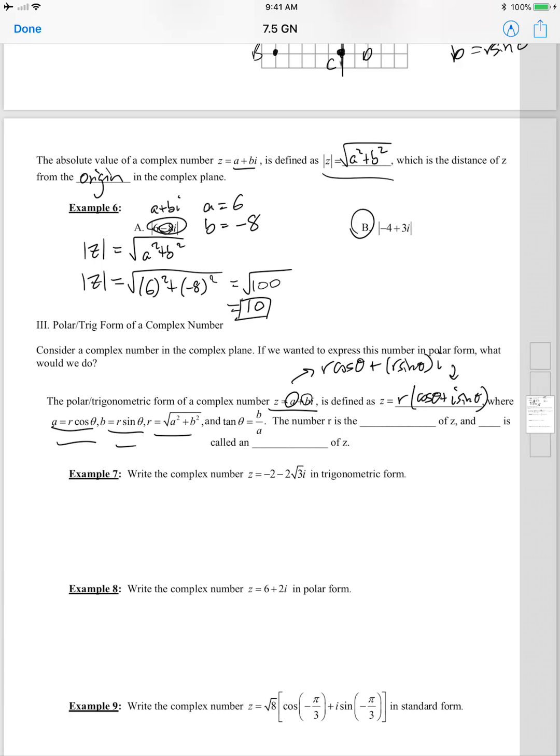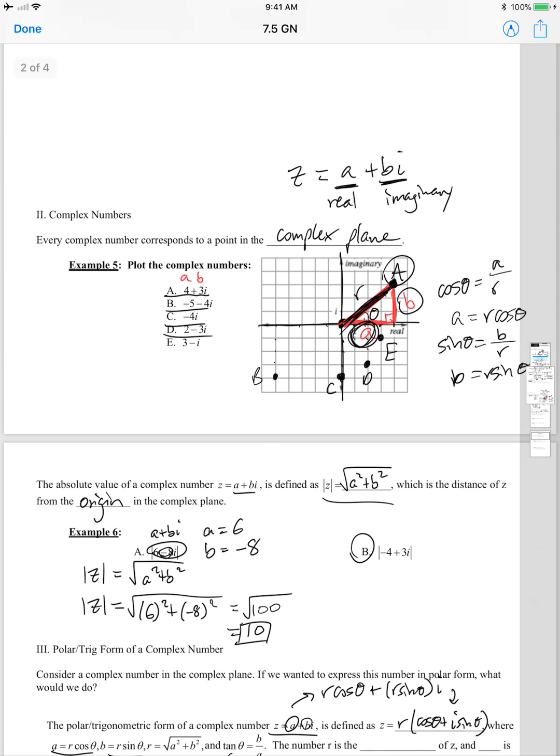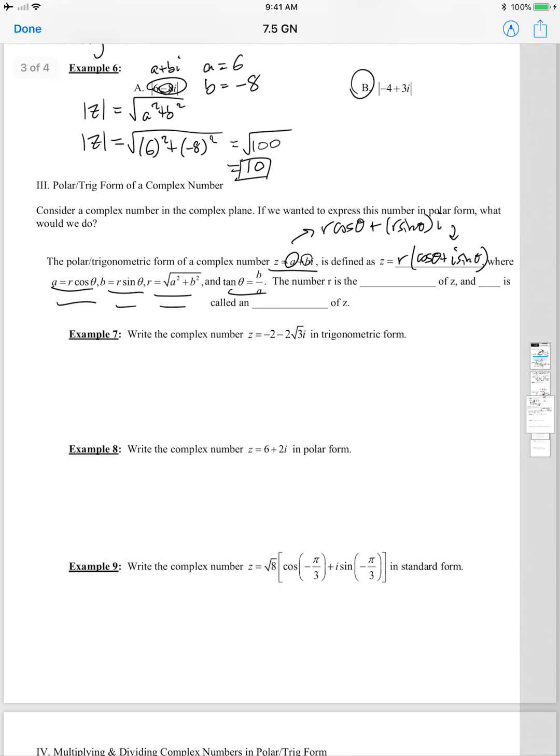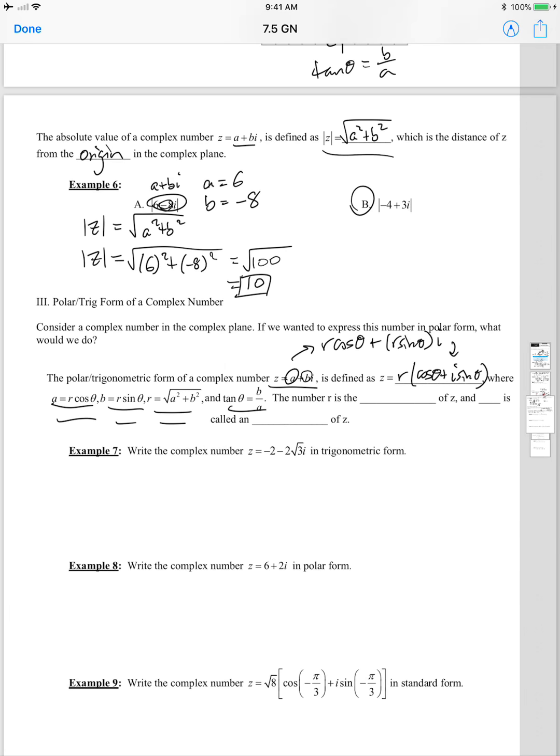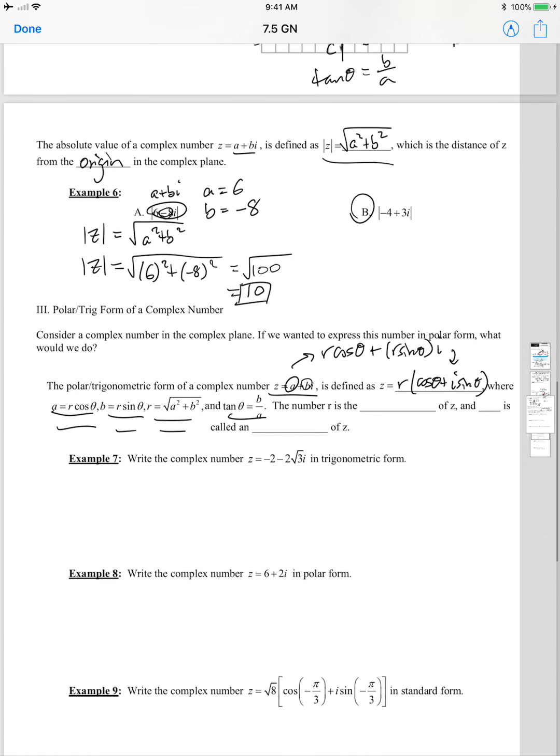And we just defined all of this right here. And then tangent of the angle equals b over a, for the same reason as before. If we look at this angle in here, tangent of that theta is opposite over adjacent. The number r, that was the absolute value of this complex number.